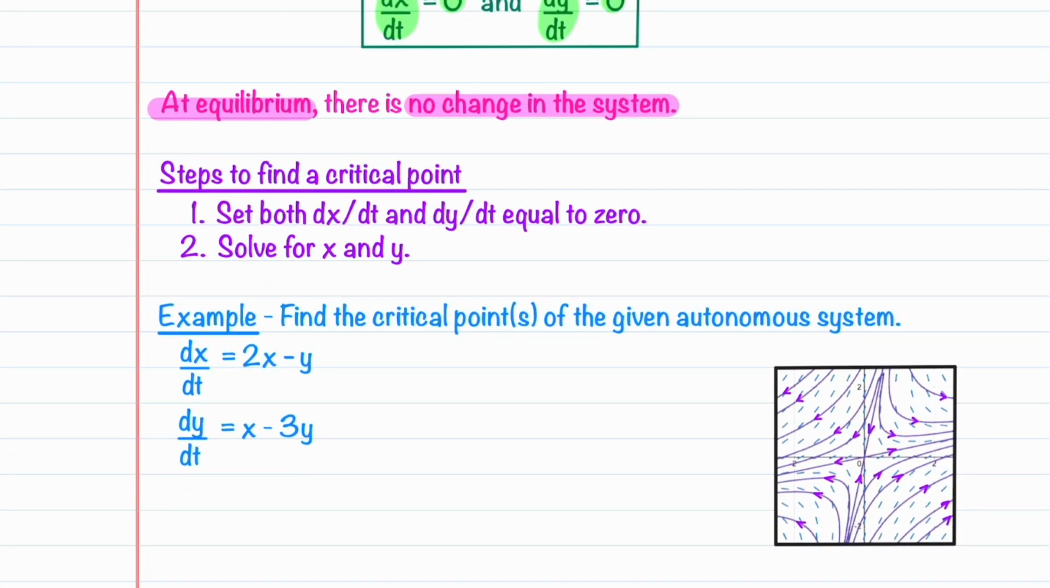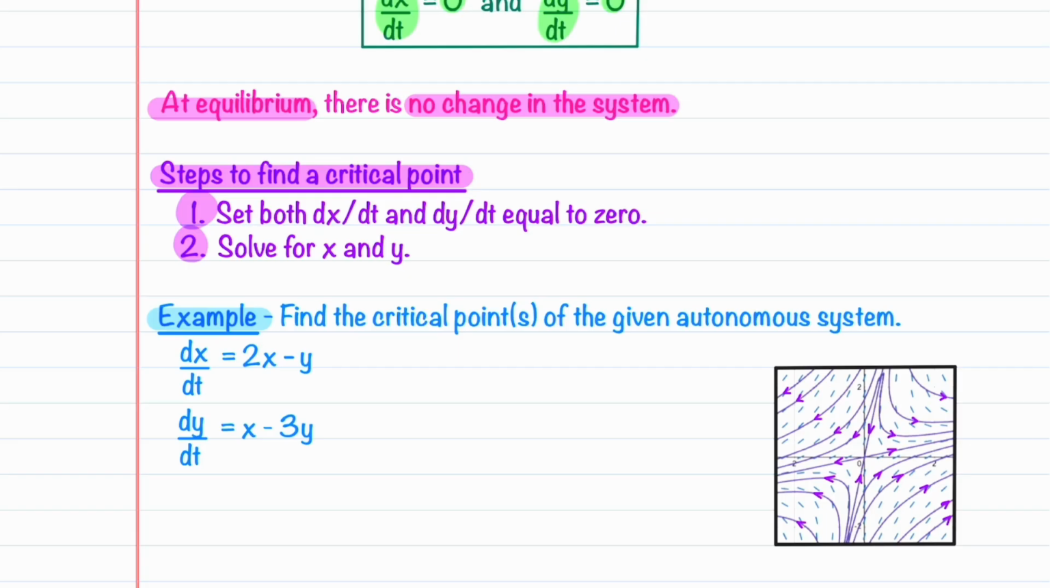To find a critical point, you just need to follow these two steps. The first step is to set both dx/dt and dy/dt equal to 0, and then the second step is to just solve for x and y. Let's walk through an example so that you can see how this works.